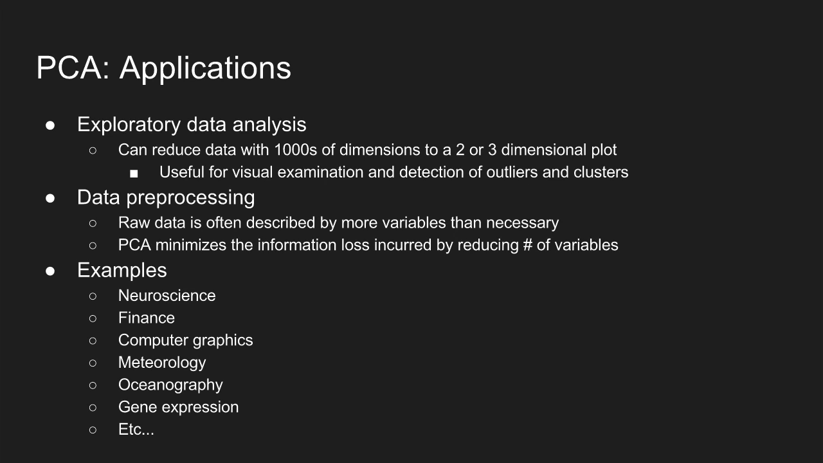The second bullet point here says PCA minimizes the information loss incurred by reducing the number of variables. There are many different ways to reduce the number of variables. It turns out that running a PCA is the way that minimizes the information loss. And that's a very involved proof to show. I don't have time to go over that, but just take my word for it that PCA minimizes the information loss when you're reducing dimension.